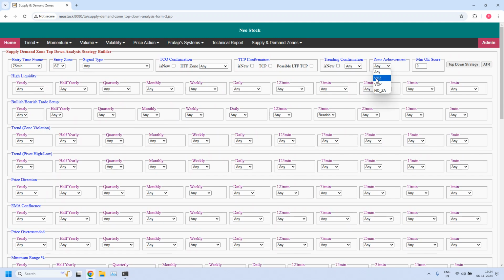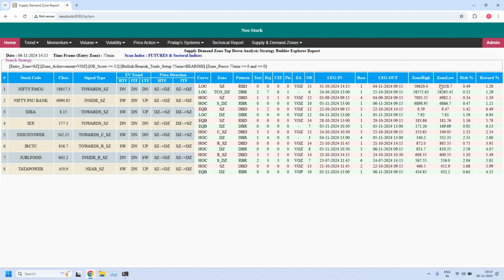Zone achievement violated opposing zone. Minimum order enhancer score is 12. All 3 filters are applied to 75 minutes supply zone. We got 8 stocks. So these 8 stocks are currently supporting bearish trade setup for weekly income trade, that is entry time frame 75 minutes supply zones.